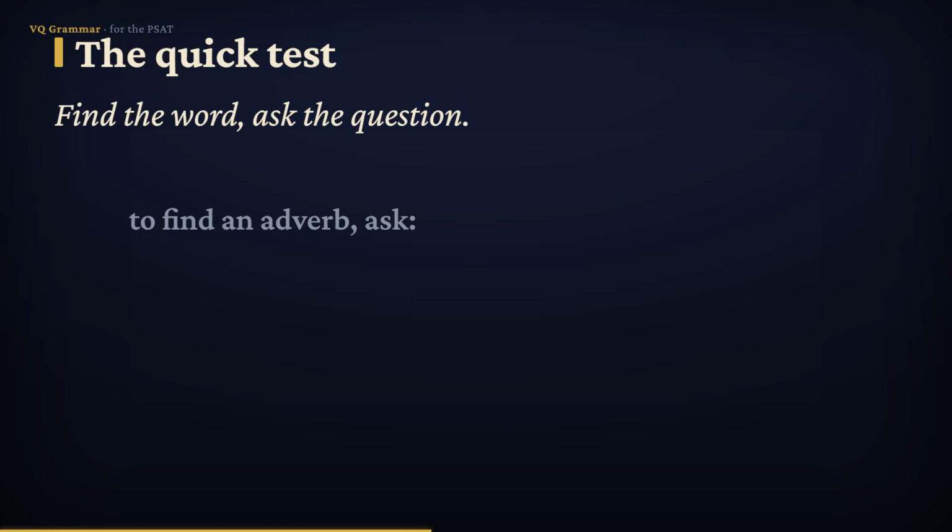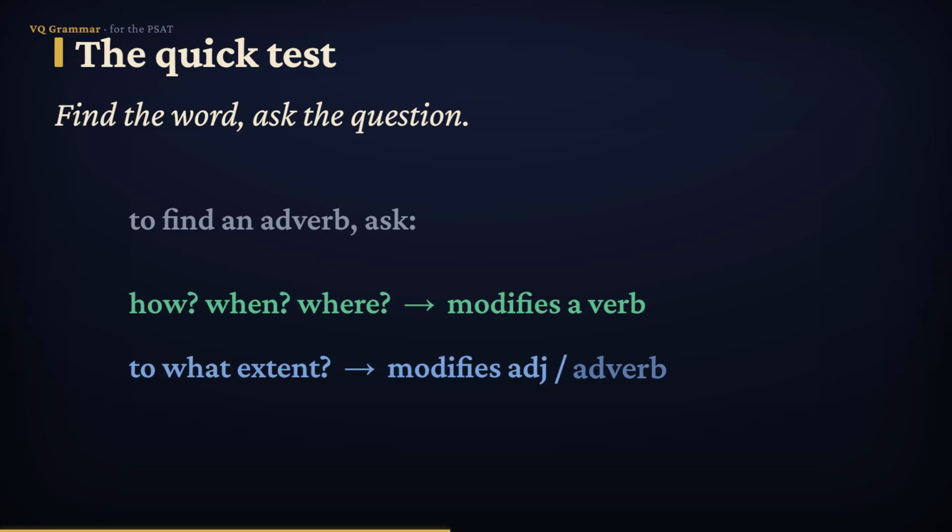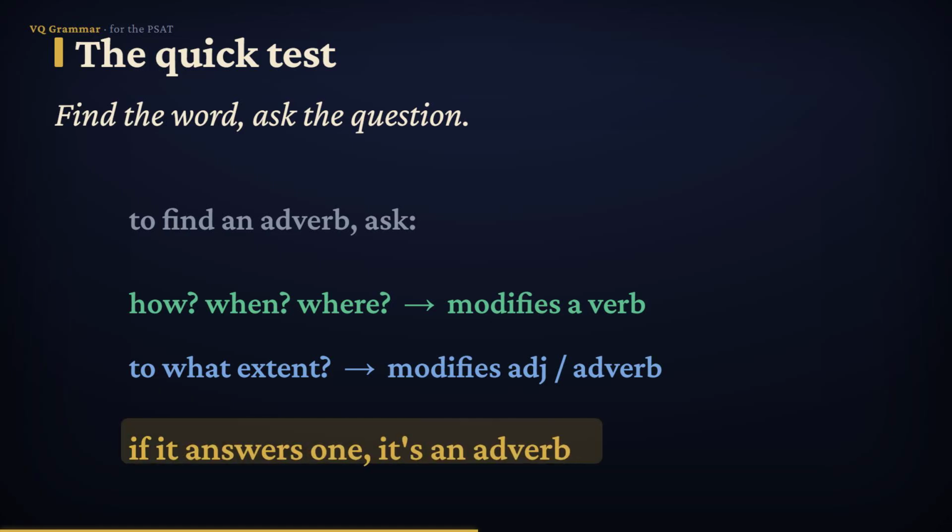So here is your quick test. Take the word in question and ask, does it tell how, when, or where? Then it's modifying a verb. Does it tell to what extent? Then it's modifying an adjective or another adverb. If the word answers any one of those four questions, it is an adverb, plain and simple. Ignore the spelling, follow the question.